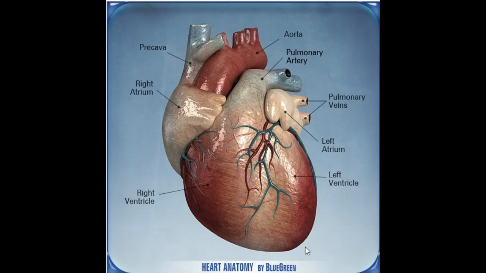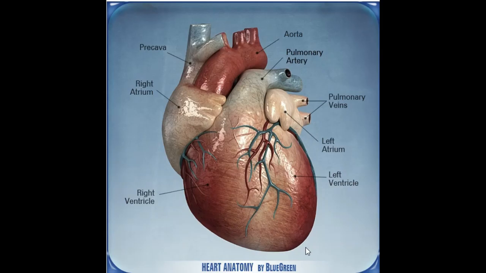So where is the apex of the heart? The apex of the heart is basically your fifth intercostal space. So that's a very important landmark. So if you get an injury there, you know that you can damage the base of your heart. And I think that's it for the general labeling.